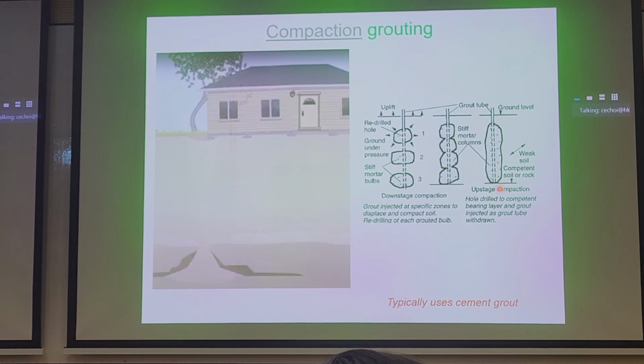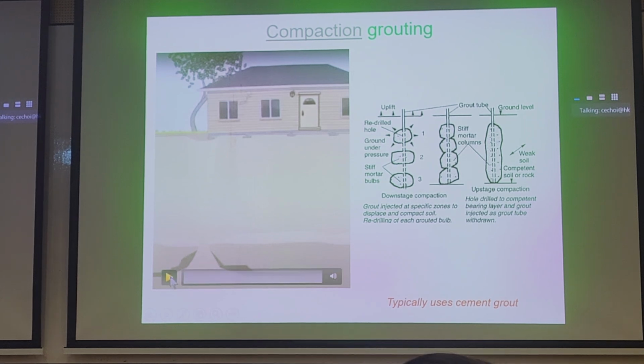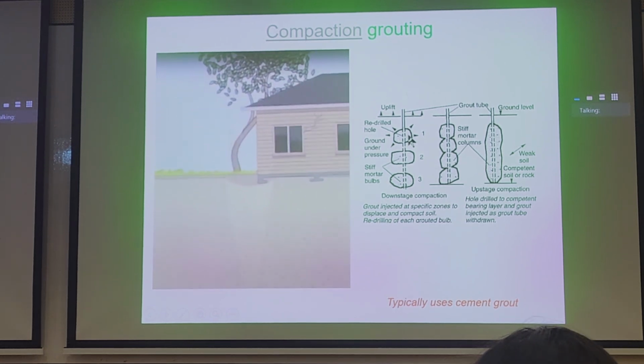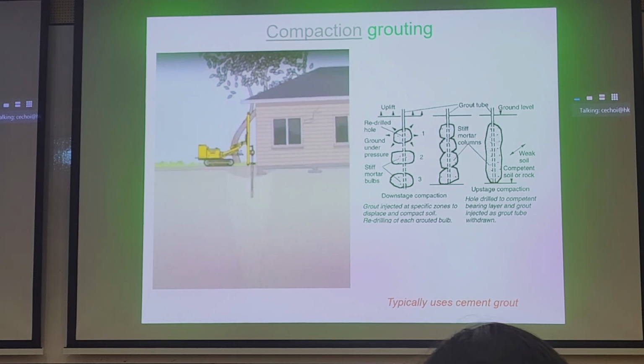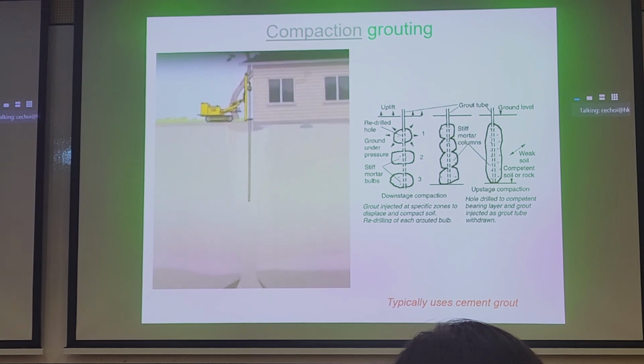Now I want to show you another type of grouting. This one here is called compaction grouting. Compaction grouting, as you can probably see, is less friendly in terms of controlling displacement. So this house here is sitting on, I guess, a fault here. Looks like a fault. So again, you would drill a hole in the ground.